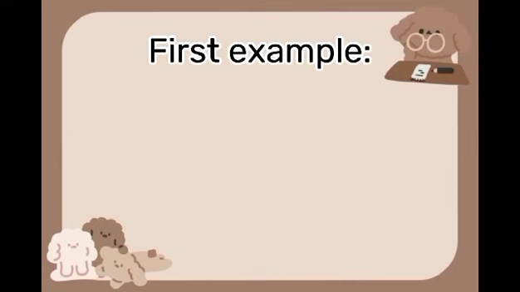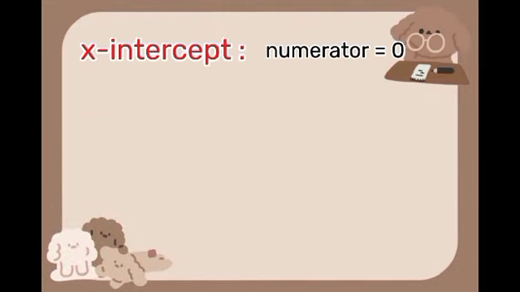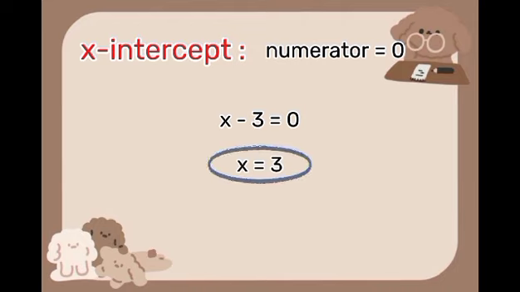Take a look at this example. f of x is equal to (x minus 3) over (x plus 3). So for the x-intercept, we know that the numerator is equal to 0. So we get our numerator, which is x minus 3 equals 0, and transpose negative 3 to the other side, which makes it 3. So our x is equal to 3, and that is our x-intercept.